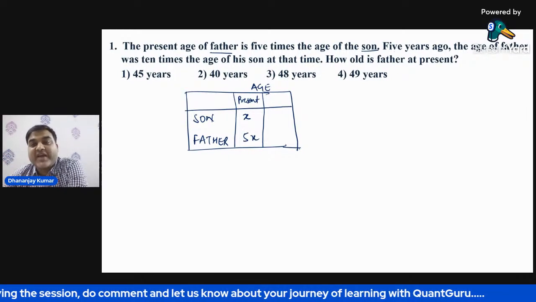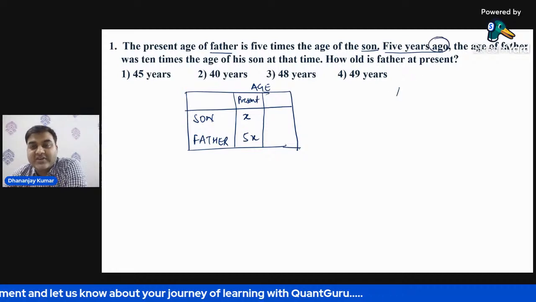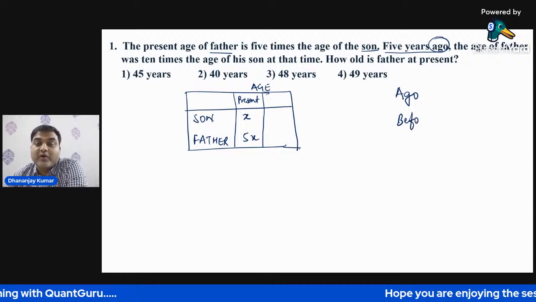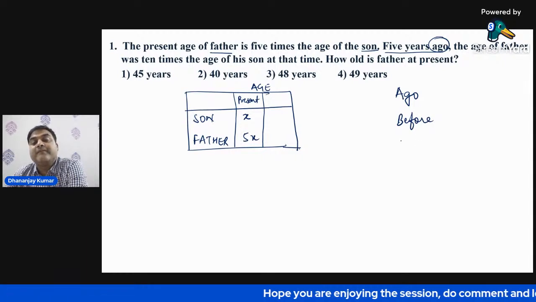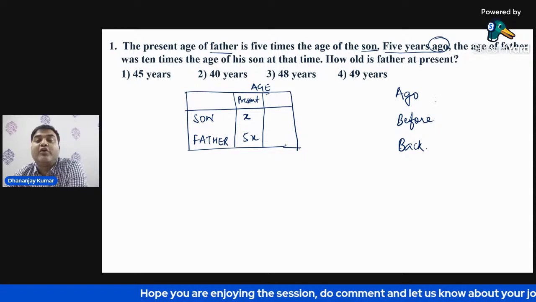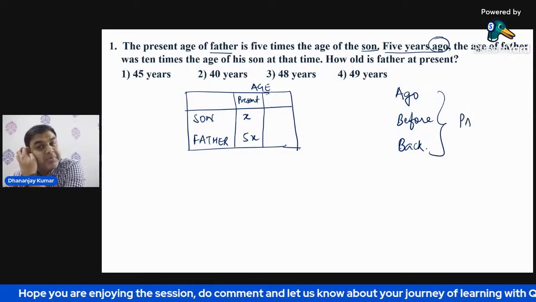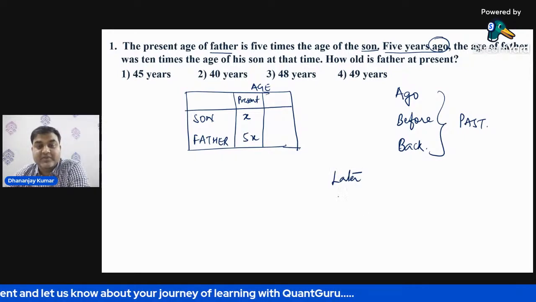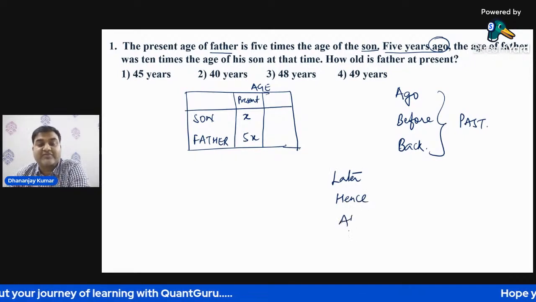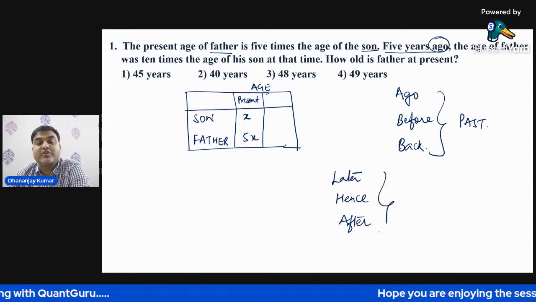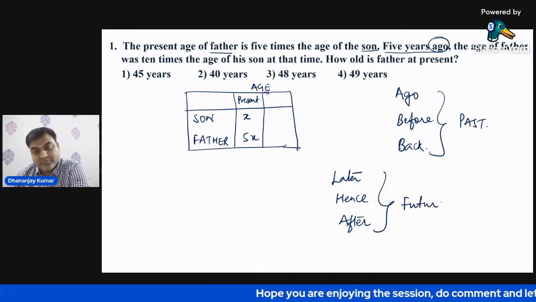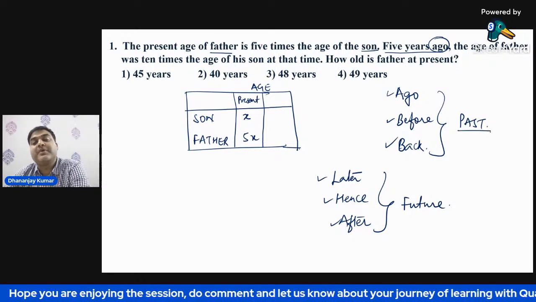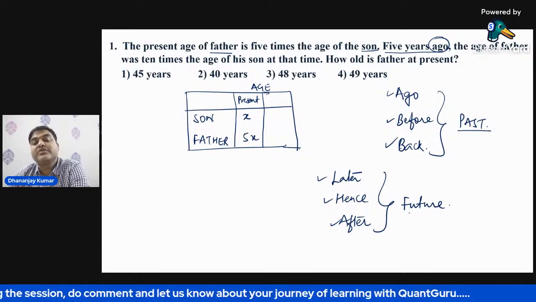Now 5 years ago. Ago means what? Whenever it is ago, or before, or back, 5 years back, all those are talking about the past. When we have later, hence, after, these all mean we are talking about the future. Just remember this. Ago, before, and back talk about the past. Later, hence, and after talk about the future.